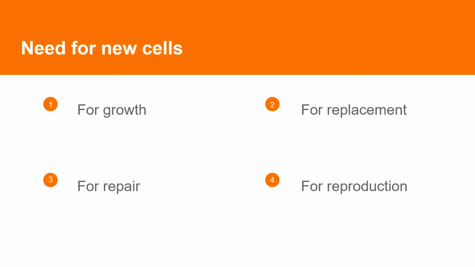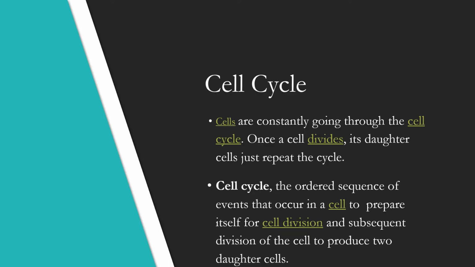What is the need for new cells? There are so many reasons for that: for growth, for repair, for replacement and for reproduction. Cell cycle. Cells are constantly going through the cell cycle. Once the cell divides, its daughter cells also repeat the same. The cell cycle is the ordered sequence of events that occur in a cell to prepare itself for cell division.